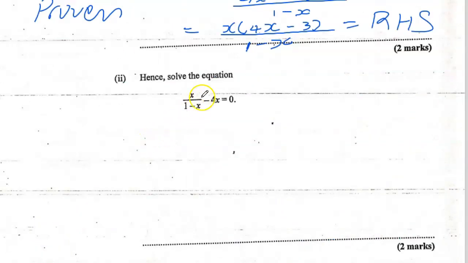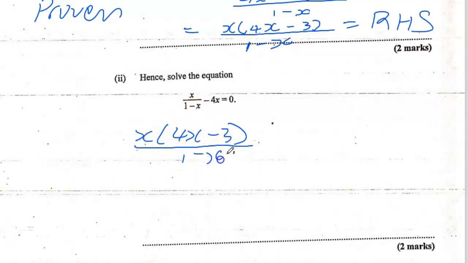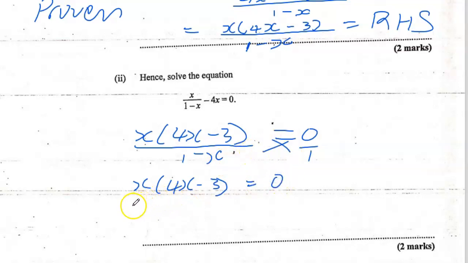Next, we're asked to solve this equation. Notice we just proved that all of this on the left hand side is equal to x into 4x minus 3 upon 1 minus x. So we can rewrite the left hand side just like this, and that's equal to 0. If we cross multiply, we would have x into 4x minus 3 is equal to 1 minus x times 0, so that's 0. Notice we can equate both brackets to 0. So hence x is equal to 0.